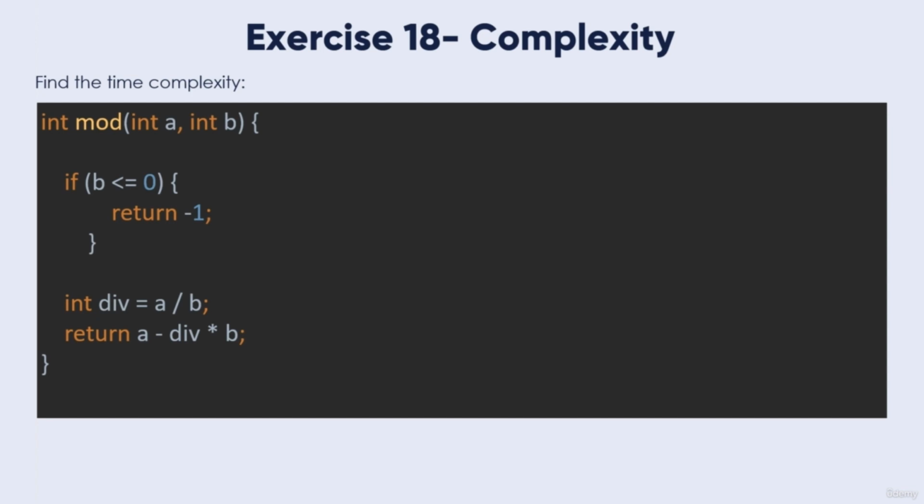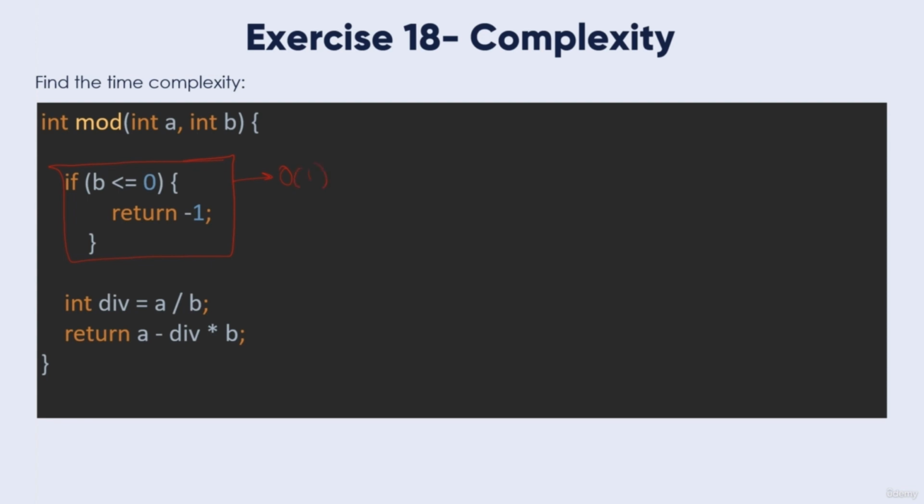If b is less than or equal to 0, we have to return -1. Okay, there is no else block for this. I told you in the general concepts that with if-else and conditional statements, we take the worst one between them. If b is less than 0, return -1. No dependency on the input, so it would be O of 1.